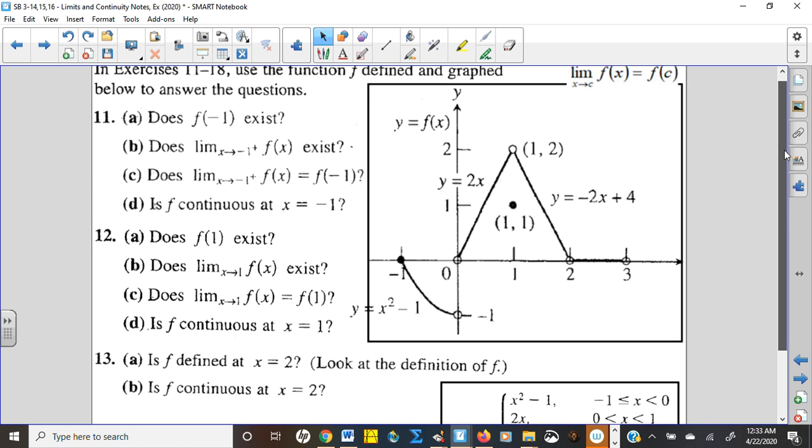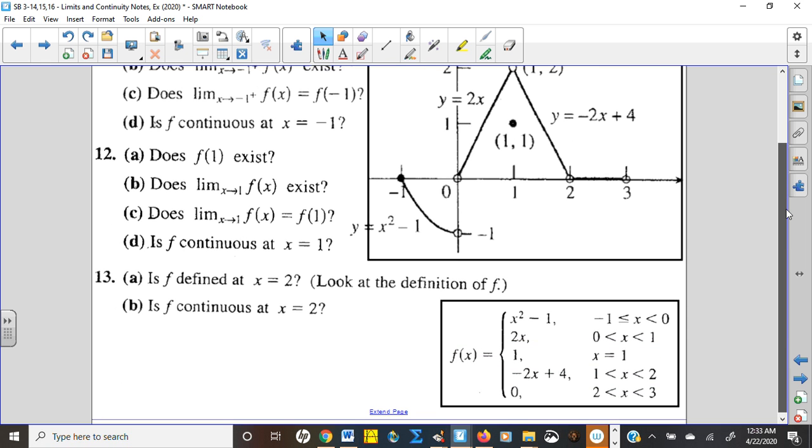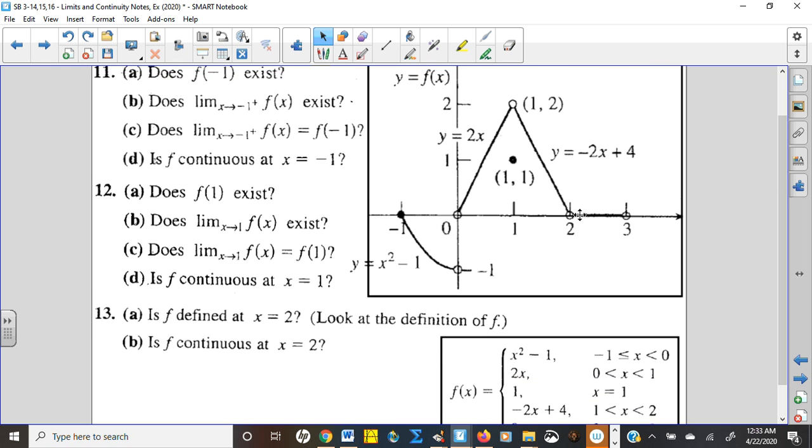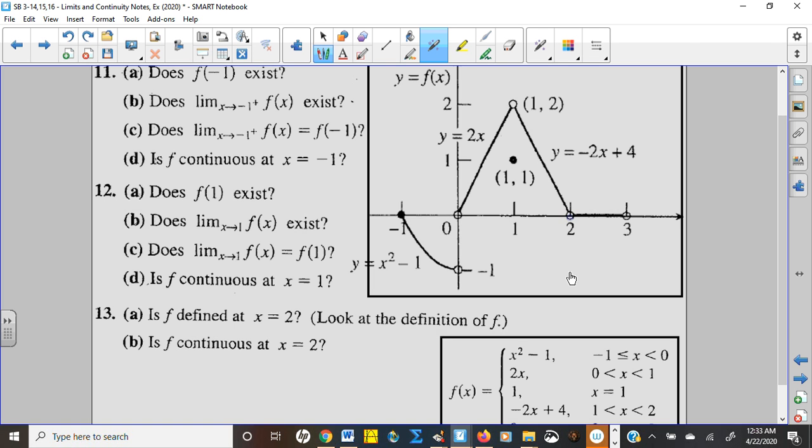Looks like nobody had questions on 11 or 12, but on number 13, is f defined at 2? So that just wants to know if the function has a value at 2. So we look over here at 2. Let's make a little strip right around 2, right? And I don't see any points where it would have a value. Like it's definitely not defined at the hole here, but it's not like they define it anywhere else.